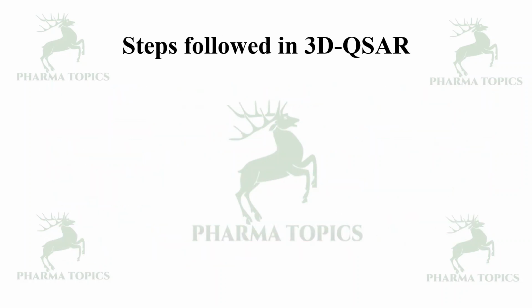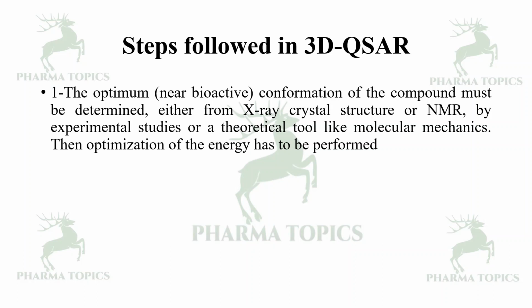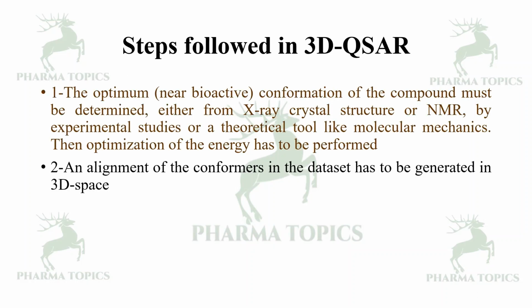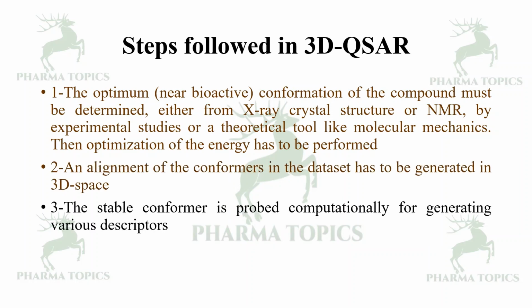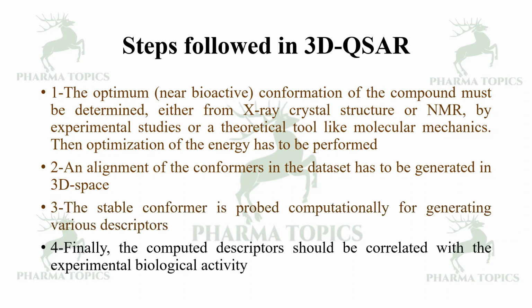The steps followed in 3D QSAR. First step is the optimum or near bioactive conformation of the compound must be determined either from X-ray crystal structure or NMR by experimental studies, or a theoretical tool like molecular mechanics. The optimization of the energy has to be performed in this step. The next step is alignment of conformers in the dataset, which has to be generated in the 3D space. The third step is a stable conformer is probed computationally for generating various descriptors. Then finally, the computed descriptors should be correlated with the experimental biological activity.